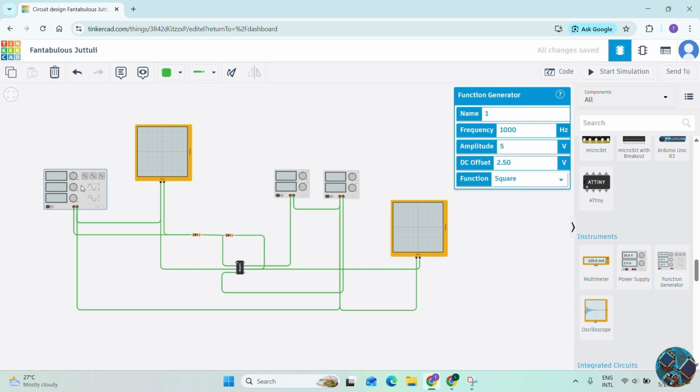Then function generator, I need 10 Hz. That's easy for visual. So amplitude, this amplitude means peak to peak value. So I set 2, that means one positive voltage, one negative voltage. So I set this to 0. This is the offset value. Then I need a sine wave.